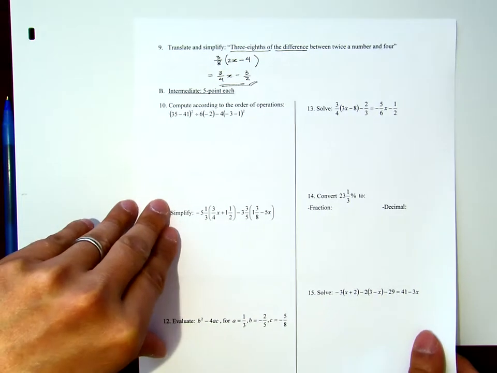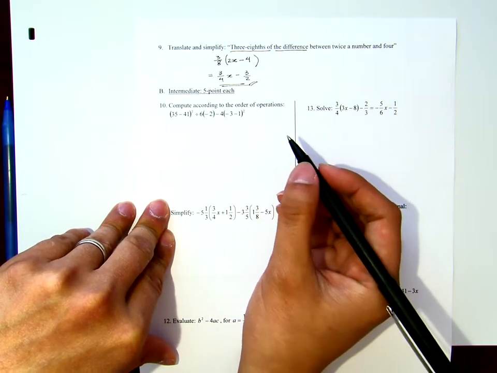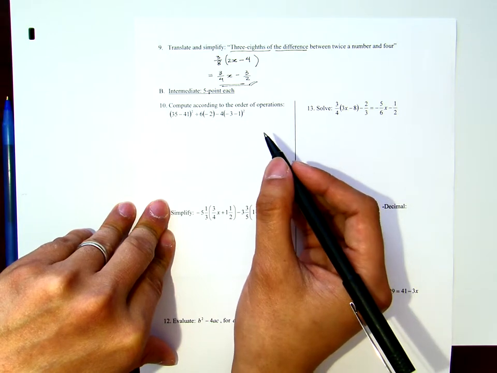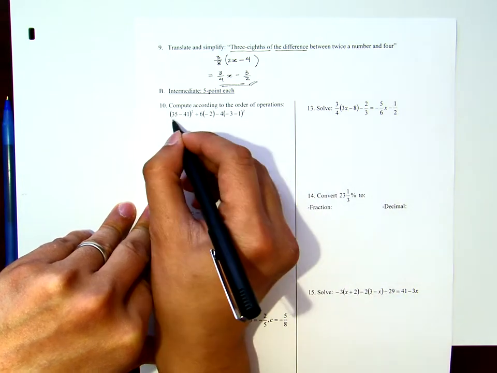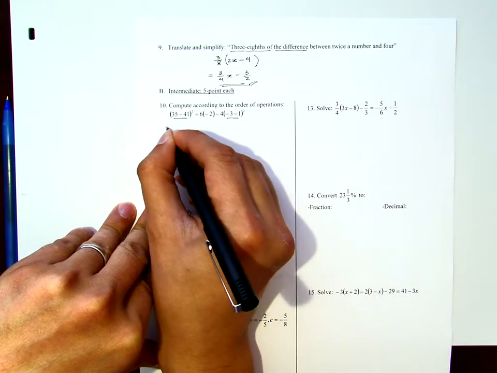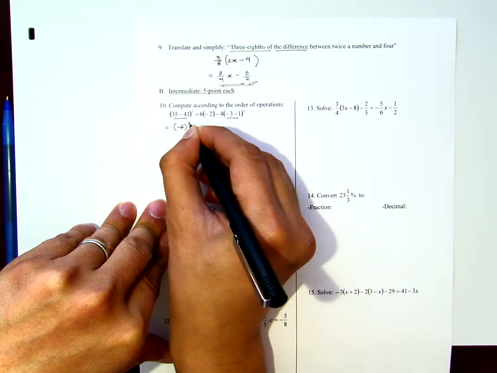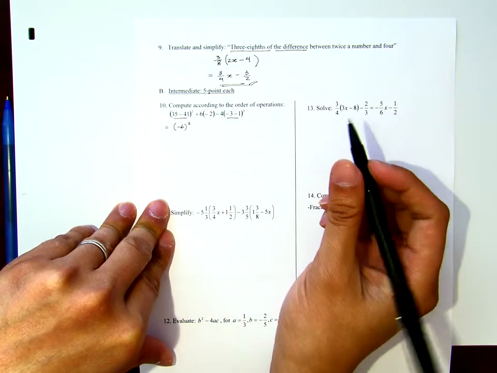Number 10. Compute according to the order of operations. We have grouping symbols here. This guy and this guy. We need to subtract first. This will be parentheses -6 squared. Don't forget to use the parentheses though.